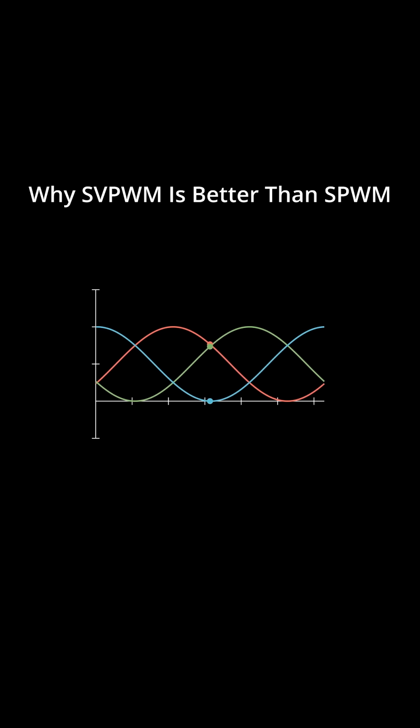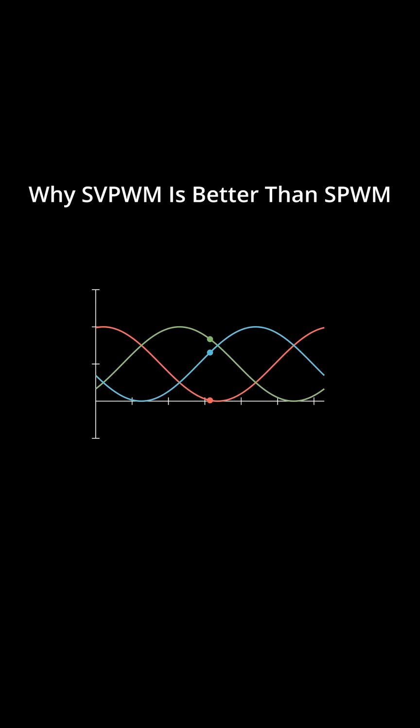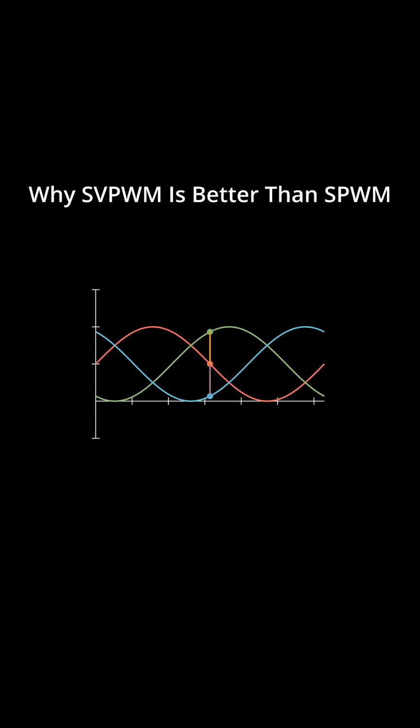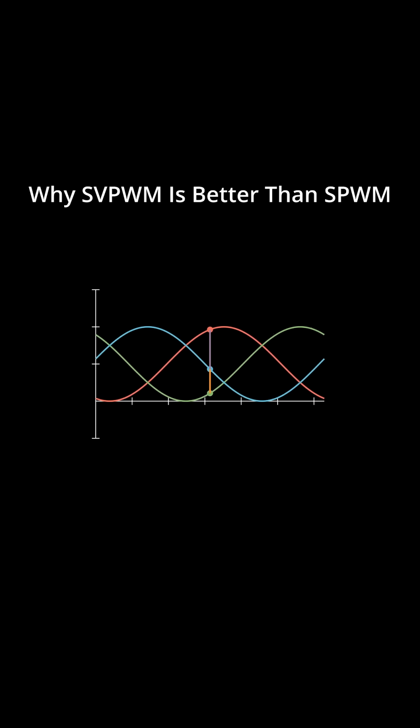However, it is important to note that in a three-phase motor, what matters is not the voltage relative to ground or 0 volt, but the voltage difference between phases. If we calculate, the maximum difference between the highest and lowest phases in a sinusoidal waveform only reaches approximately 0.866 times VDC, meaning we are not fully utilizing the supply voltage.